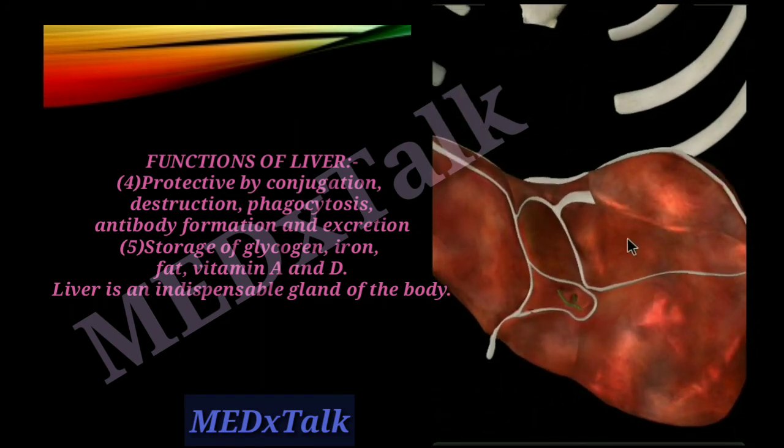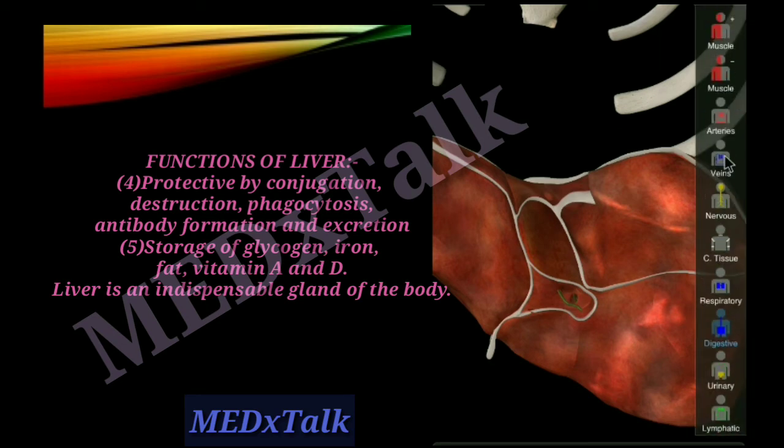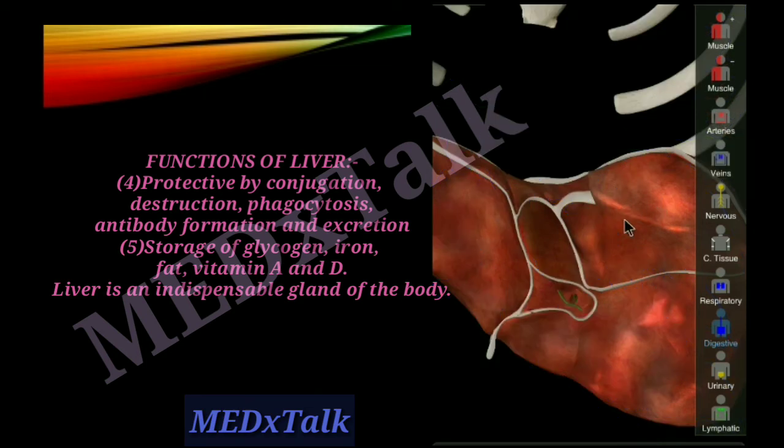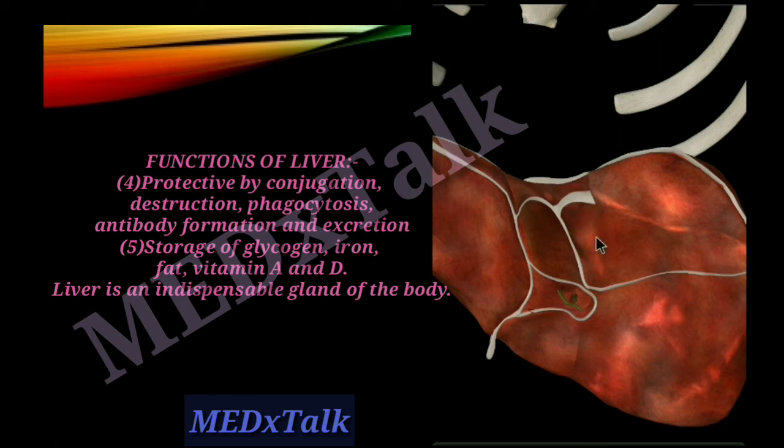On the posterior surface, we can see the groove for the inferior vena cava. We can see the inferior vena cava. And we can also see the caudate lobe of the liver. So we can see the groove for the inferior vena cava and the caudate lobe on the posterior surface.